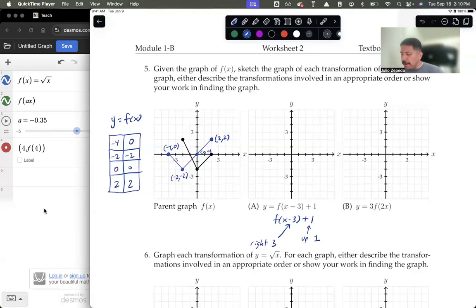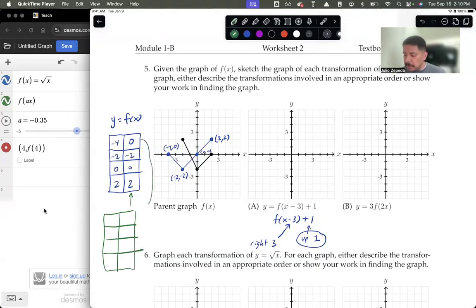Okay, so if I'm going to go up 1 unit, then that is going to increase my y values by 1. So I'll graph this in green here. The new function, 1, 2, 3, 4. So all of my y values from before, I'm going to add 1 to them. So 0 plus 1 is 1. -2 plus 1 is -1. 0 plus 1 again is 1, and 2 plus 1 is 3.